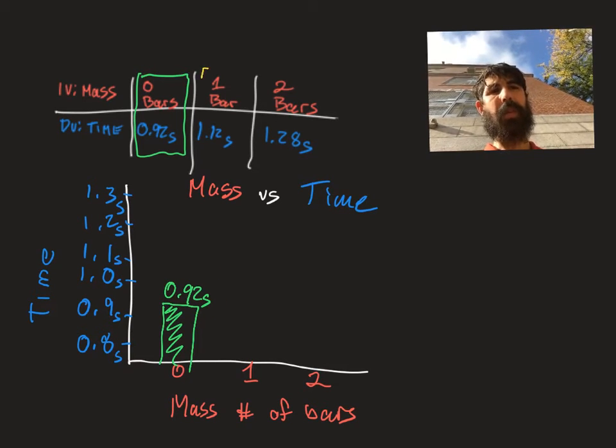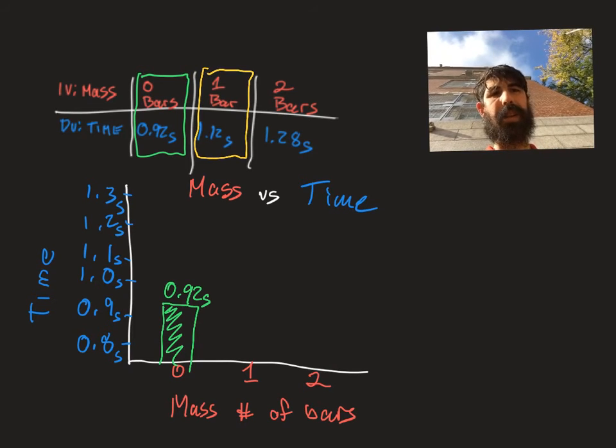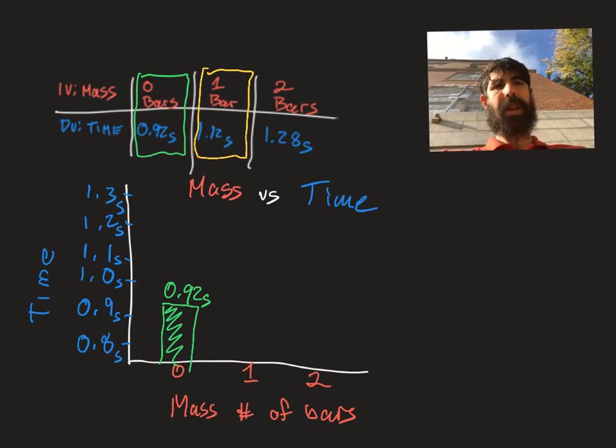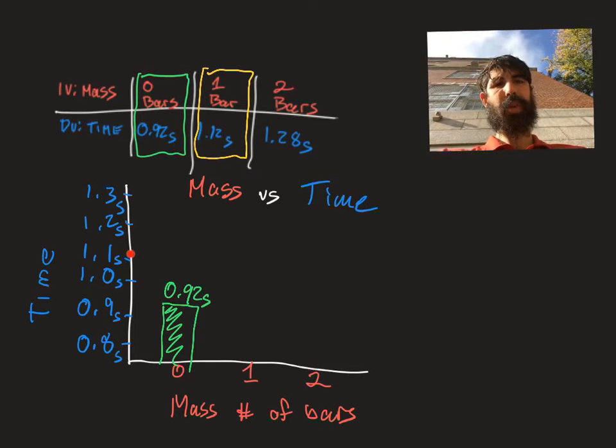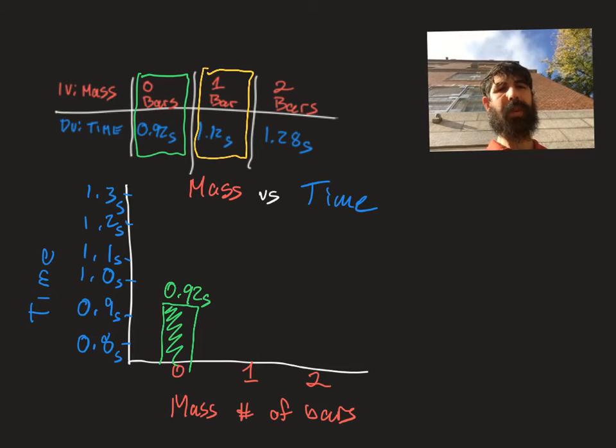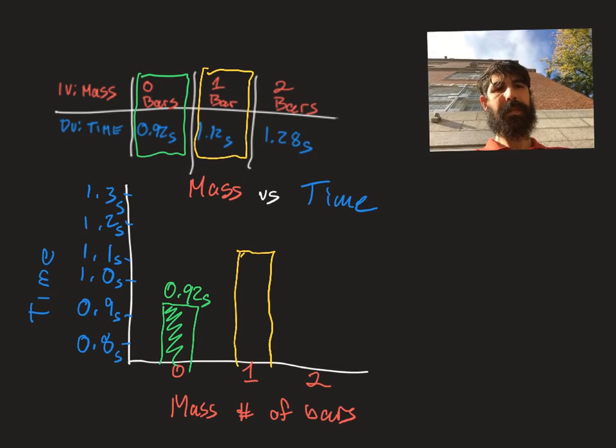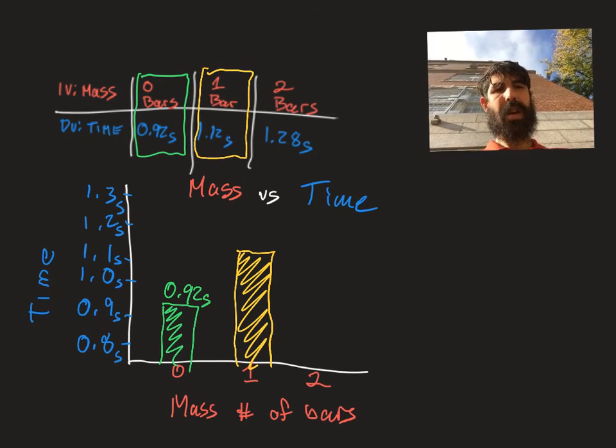My middle, my 1 bar, I'm going to make that yellow. That one took 1.12 seconds. So just a little bit farther, I'm going to put it right out here, and color that in. 1.12 seconds.